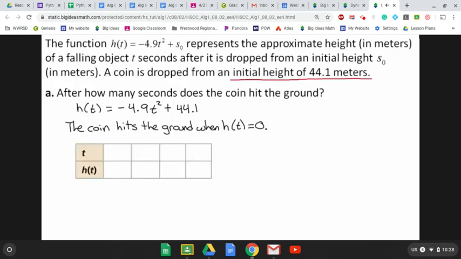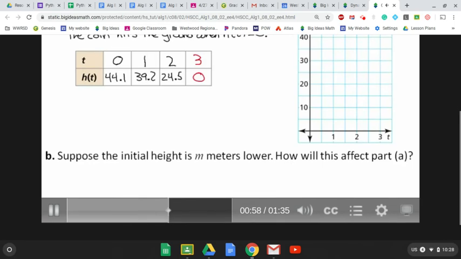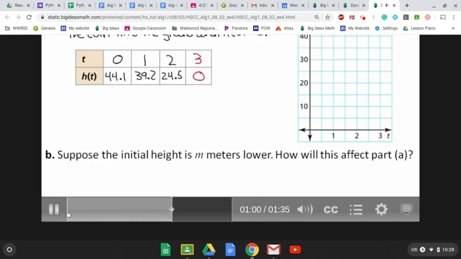Make a table of values. Substituting 0 for t in the function h gives h of t equals 44 1/10. Similarly, when t equals 1, h of t equals 39 2/10. When t equals 2, h of t equals 24 5/10. And when t equals 3, h of t equals 0. So to sketch the graph, plot the ordered pairs 0, 44 1/10, 1, 39 2/10, 2, 24 5/10, and 3, 0.